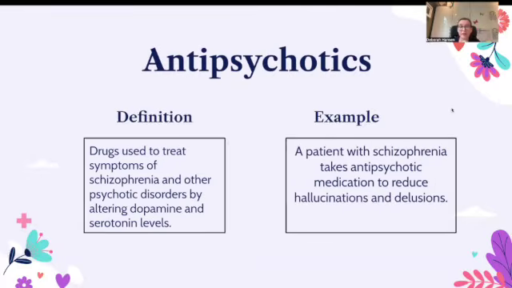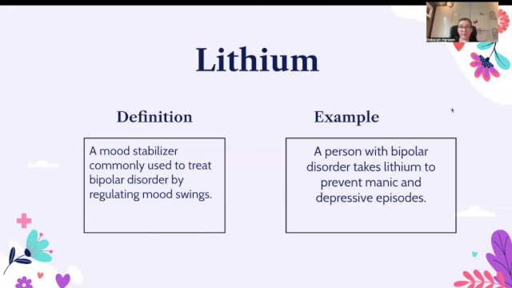Antipsychotics. These are drugs used to treat symptoms of schizophrenia and other psychotic disorders by altering dopamine and serotonin levels. So, a patient with schizophrenia takes antipsychotic medication to reduce the hallucinations and delusions.